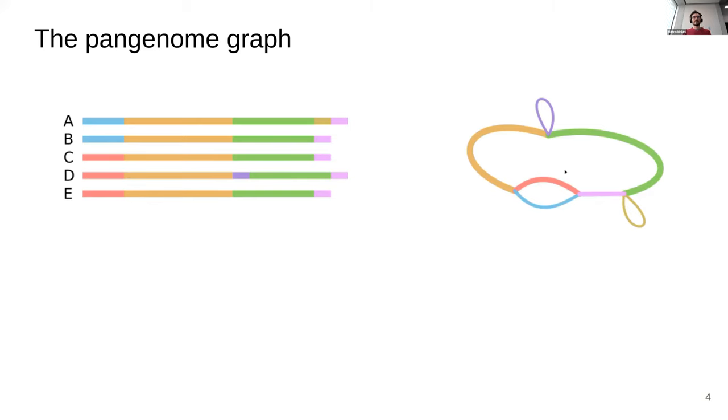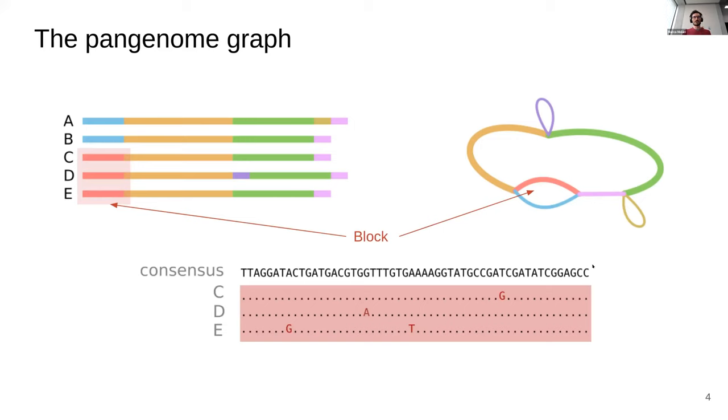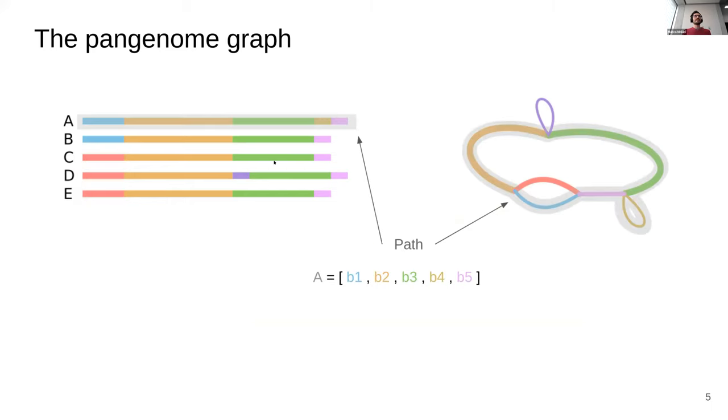So this representation has two main elements. One are what we call blocks. Blocks are sets of homologous sequences. And these have a consensus, but they also contain variations on this consensus for each isolate. So it's really information on the alignment of these homologous sequences. And then I have paths that are a representation of my genomes, of my sequences, as a list of blocks. So here in this case, isolate A is composed of block one, followed by block two, block three, block four, block five. And in my graph representation, it should be a closed path inside this graph.